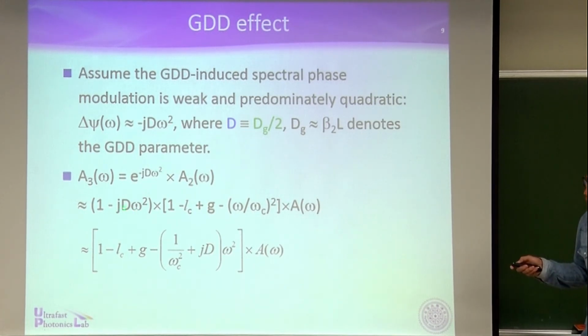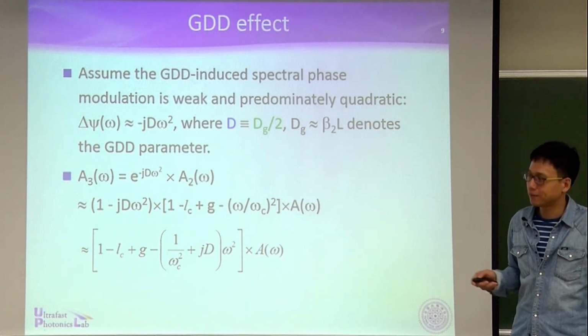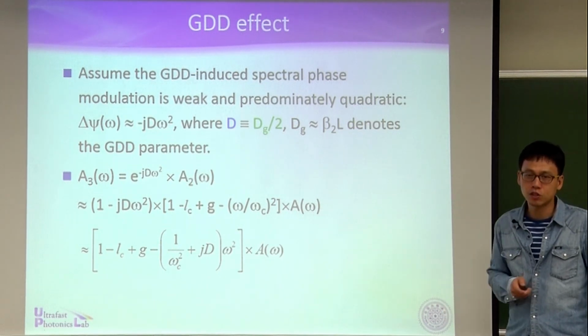For example, j D omega squared is very small, much smaller than 1. If it is multiplied with, say, LC, the product is even smaller, then that term is gotten rid of. Okay. So only the lowest order terms are preserved.